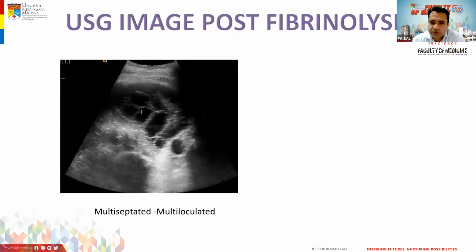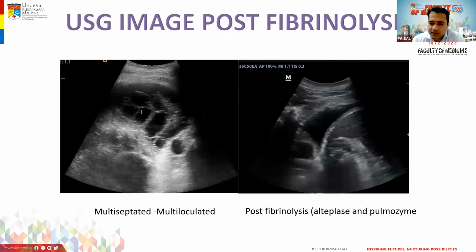These are some examples of alteplase treatment in our center. You can see that this is the initial ultrasound showing a multi-septated, multi-loculated effusion. After giving a combination of alteplase and Pulmozyme, this is the ultrasound a day after, which shows that all these septations have been broken into a single locule. So this makes things easier for drainage.